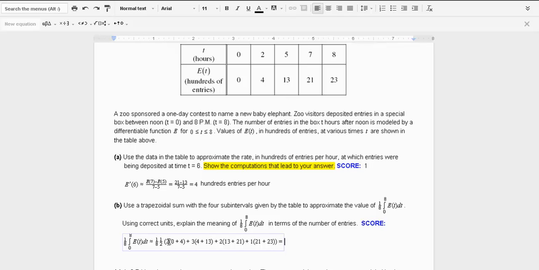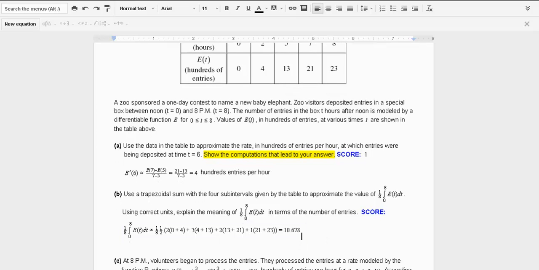You also could have done e of 0 plus e of 2, and then just get the answer that way, but this is a little easier. So you would write this as an answer, or also you could have written 10.688. But this is your answer for the trapezoidal sum of the 4 subintervals.